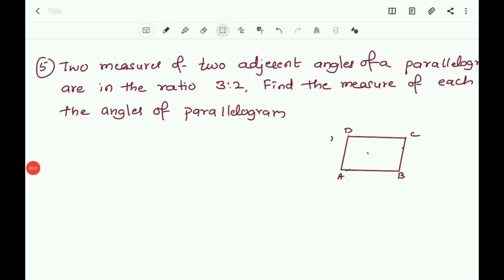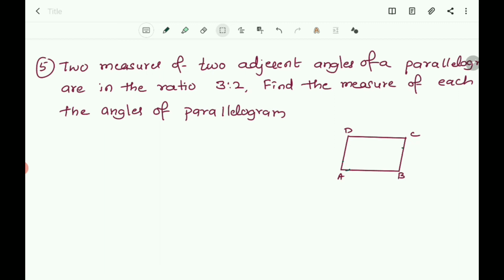The fifth question. What is the fifth question here? The measures of two adjacent angles of a parallelogram are in the ratio 3:2. Find the measure of each of the angles of the parallelogram. Now let us have the rough sketch here.